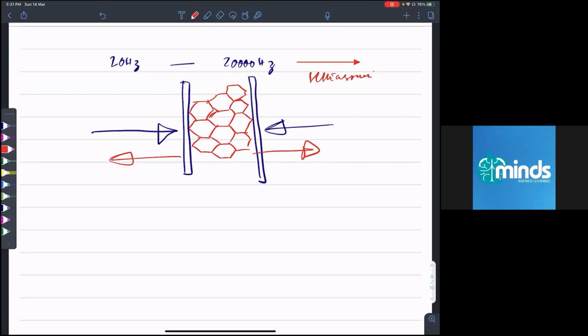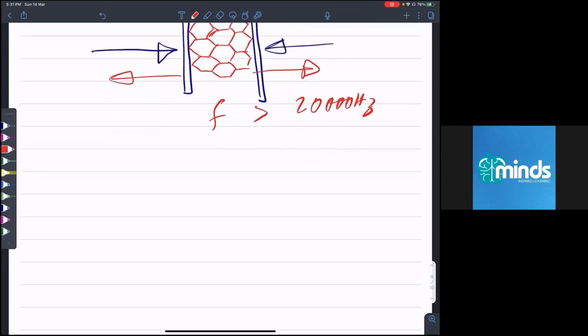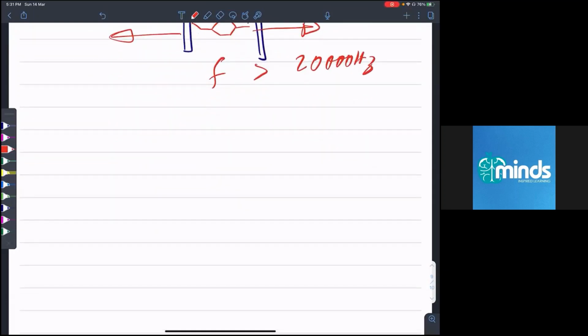And this vibration produces sound wave because every vibration produces sound. This vibration is actually above 20,000 hertz. So this is known as ultrasonic sound or ultrasounds, right? Number one. Now, how do we use ultrasonic sound wave for medical imaging?